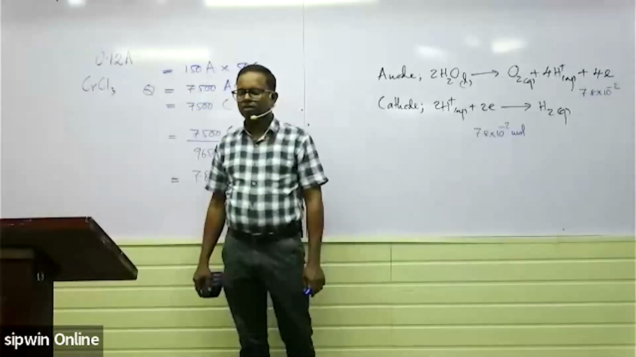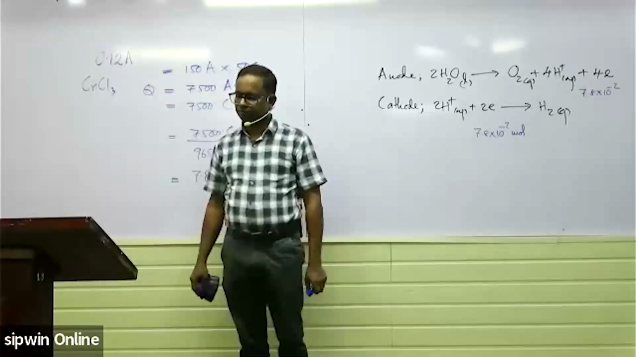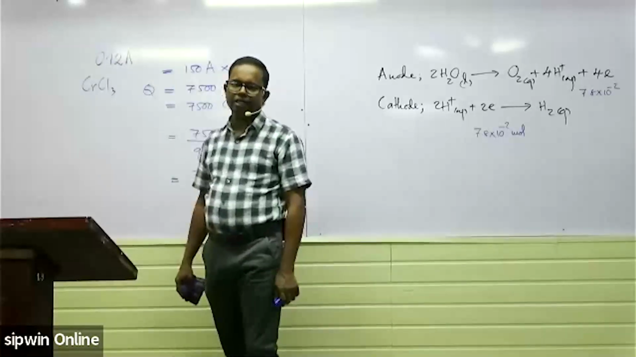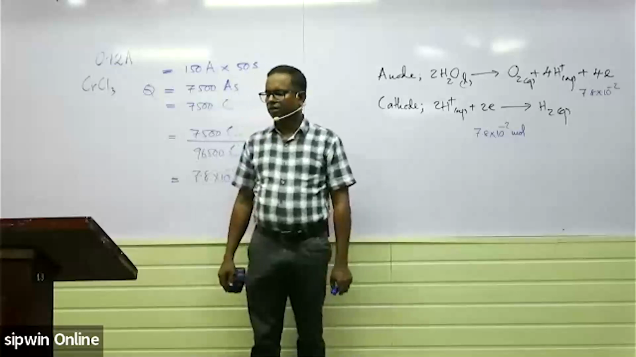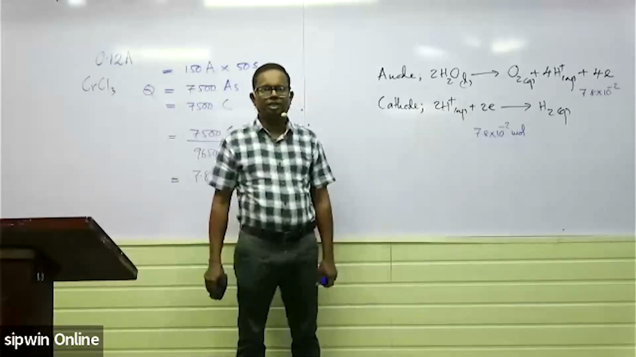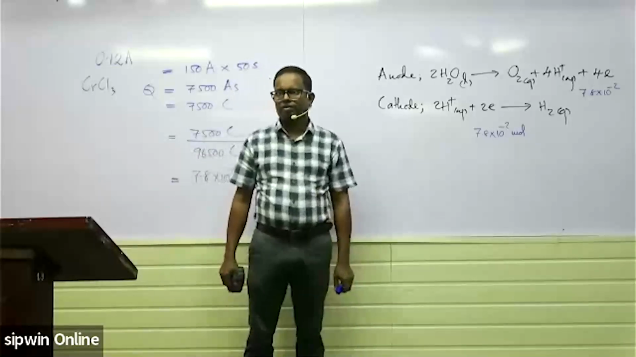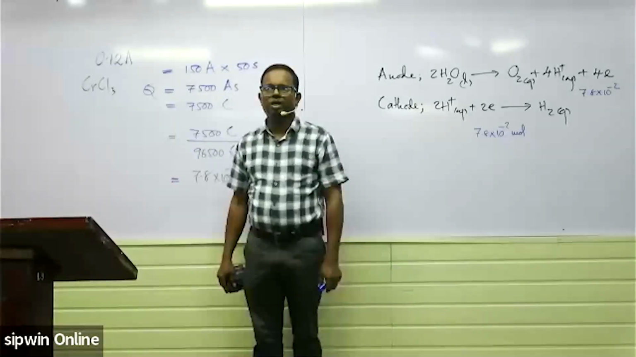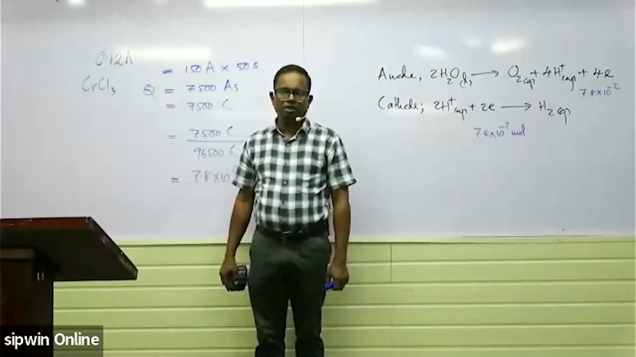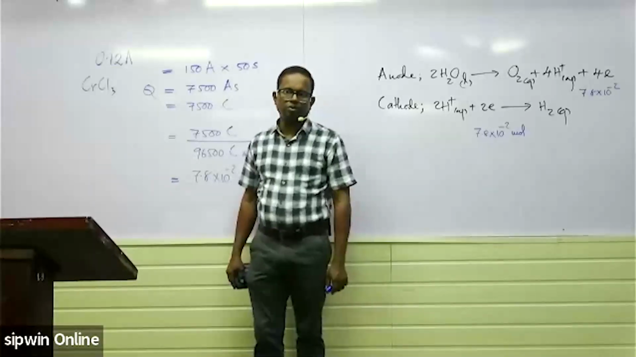Chromium 3 plus liquid takes 3 electrons. Chromium solid. That is the cathode reaction for the fused solution of chromium chloride.